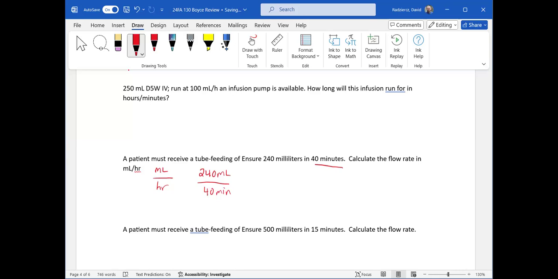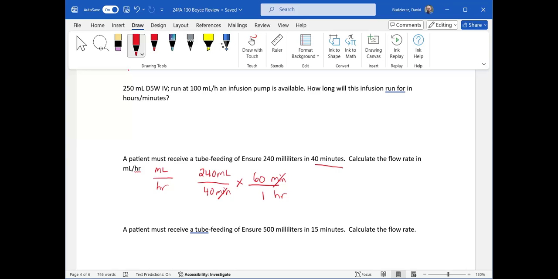Now, the dimensional analysis approach to this, just in case you ever get stuck, is all you're going to do is convert minutes to hours. You're trying to get rid of minutes, convert it to hours, and that 1 hour is 60 minutes. So all you're going to do is 240 times 60 divided by 40, and that'll give you your feeding tube answer.